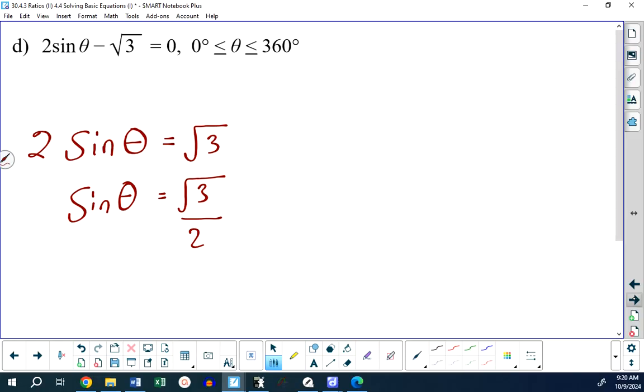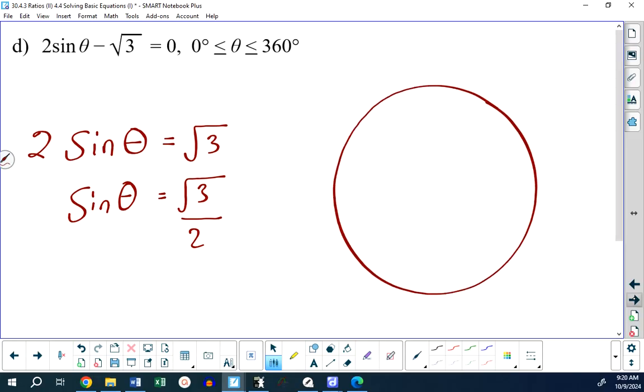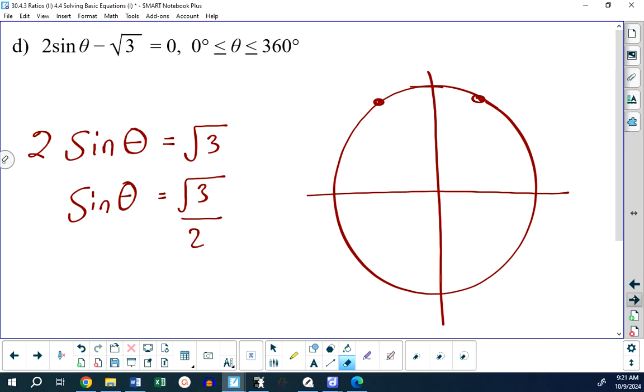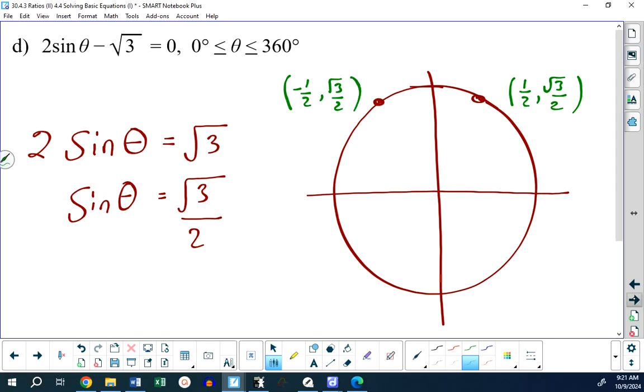So you would say to yourself that sine is y. This is y equals 1. Oh, right. These are the two places where the y coordinate on the unit circle is root 3 over 2. I mean, I can put in the coordinates if you like. This would be 1/2, root 3 over 2. This would be negative 1/2, root 3 over 2. But those are the two places.